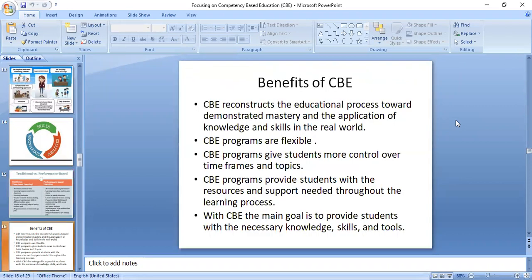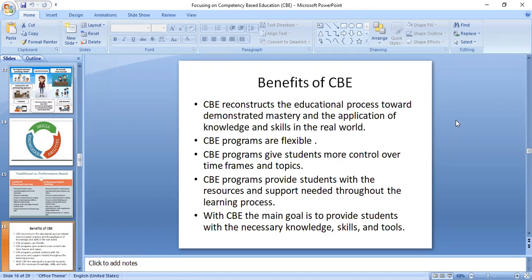Next is, what are the benefits of CBE? CBE reconstructs the educational process towards demonstrated mastery and the application of knowledge and skills in the real world. And CBE programs are flexible, anytime, anywhere, anyone can acquire it. CBE programs give students more control over time frames and topics. What is the time and what is the topic the teacher is going to teach? They are very much aware of the fact.